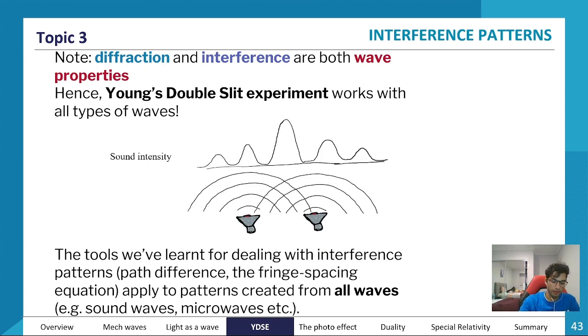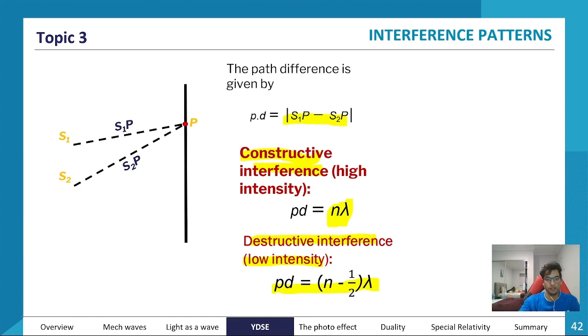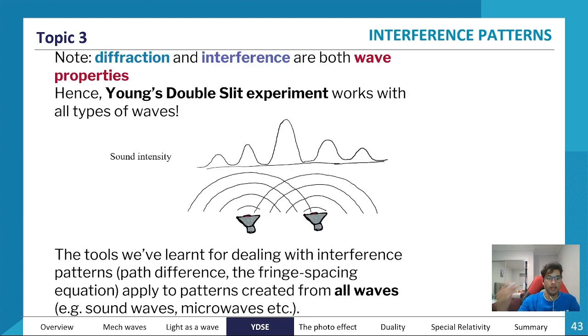So the thing is, here are two formulas about constructive and destructive interference. They work with every wave. And you can do the same sort of experiment, but instead of using light, you can use speakers. If you have two identical speakers set up, playing the same sound, you're going to see the same sort of effect.